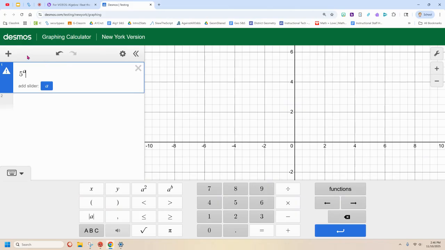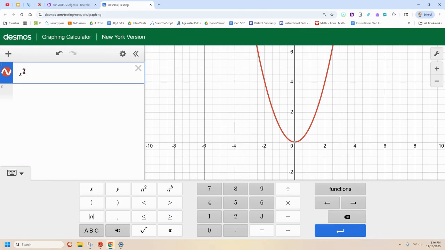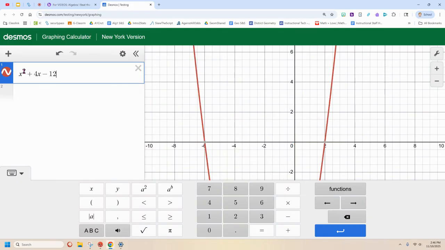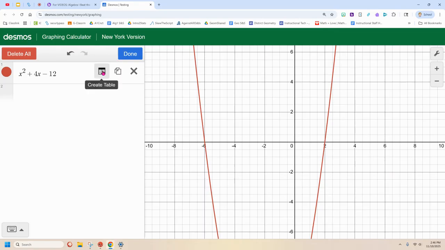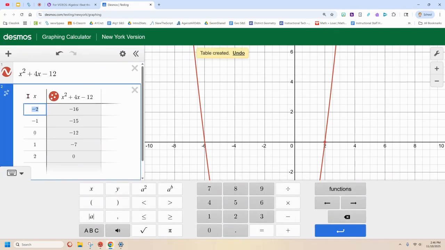So if we go here and just delete and start, the first thing you're going to put in is the question. So the question is x squared plus 4x subtract 12. And I want you to notice that this expression made a graph. And in fact, it will even make a table of values. So I don't have to put x and I don't have to put y equals. It'll automatically make that table for me.